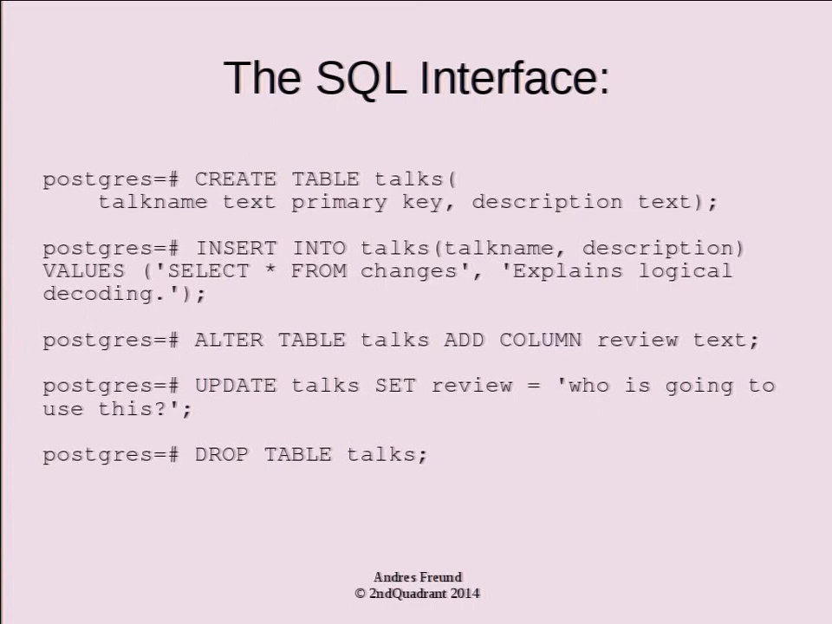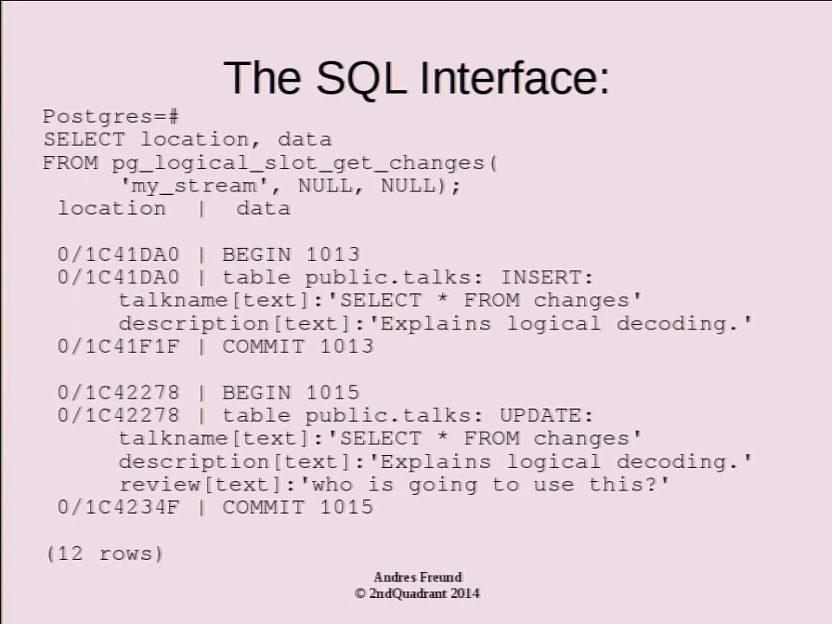And now I want to get all those changes. There's a very simple way to do that, which is very useful for many things. And that's the pg_logical_slot_get_changes function. That is a set returning function, and it just returns all the changes that happened since the last time it was called.